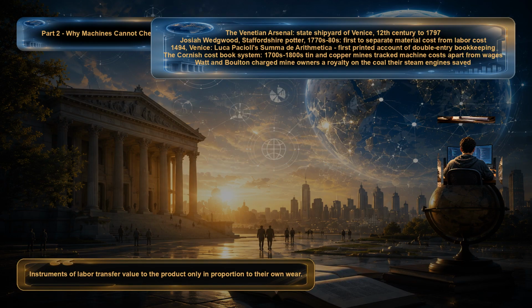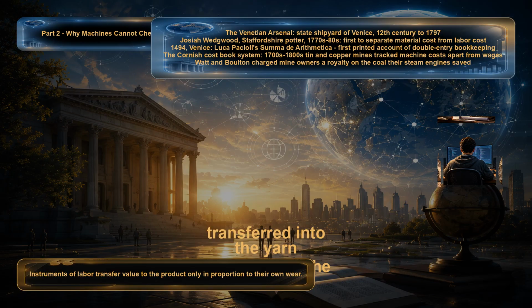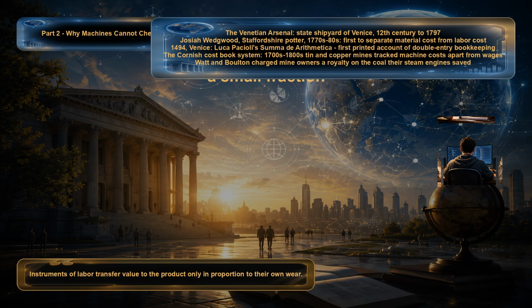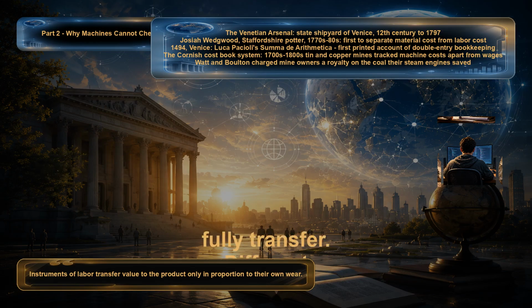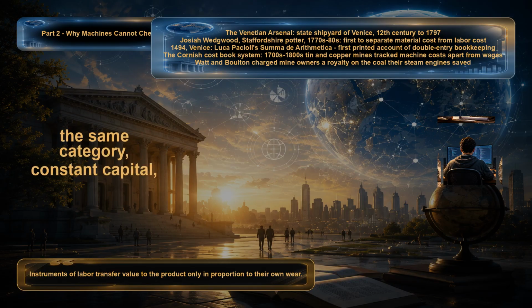Raw cotton is consumed entirely in a single pass through production, all 10 shillings worth transferred into the yarn immediately. The spindle, or the Cornish engine, wears down slowly, transferring only a small fraction of its value with each use, taking years to fully transfer. Different speeds, completely different physical objects, and yet economically, Marx places them in exactly the same category, constant capital.